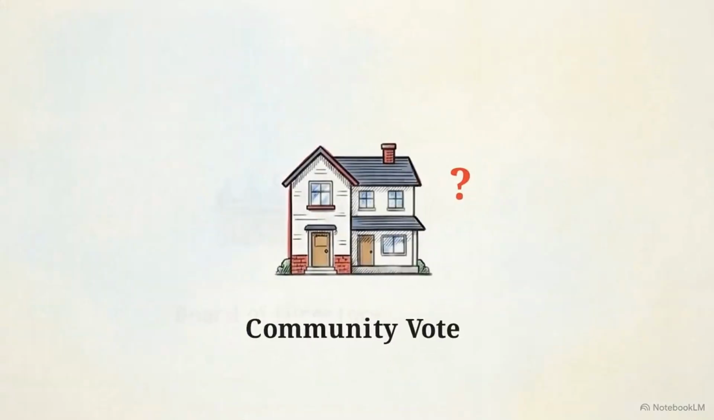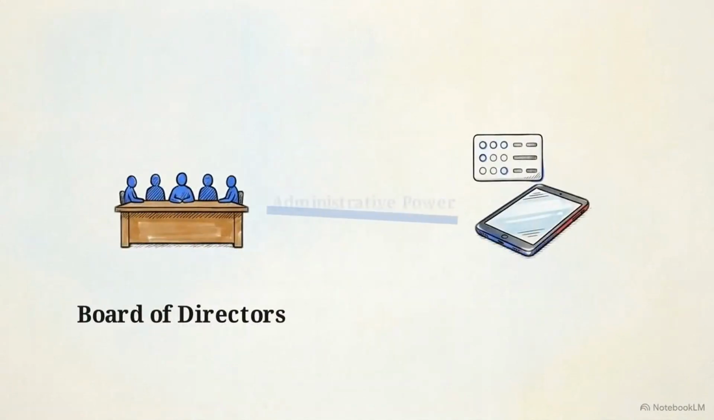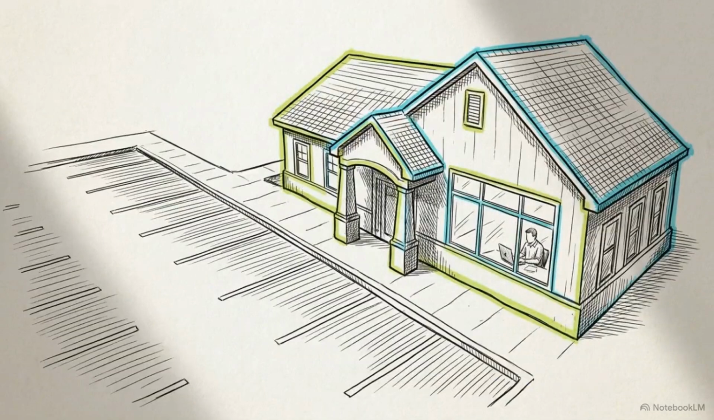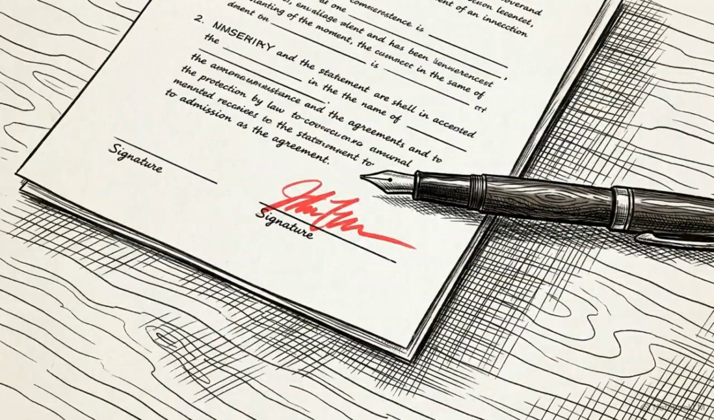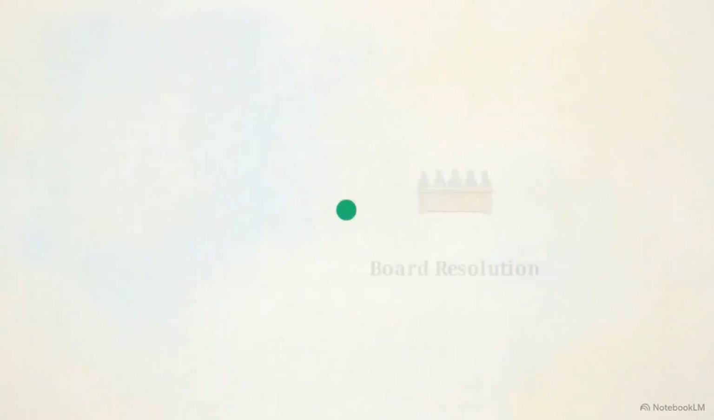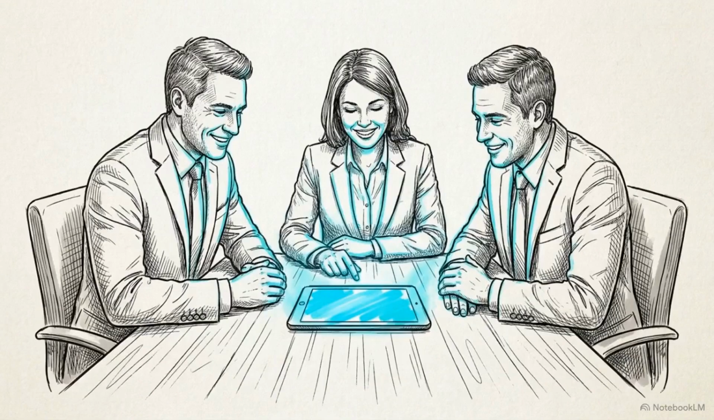Implementing online voting is an administrative power held directly by the board, not a structural change to the covenants. You do not need a supermajority vote from the homeowners to make this change. The statutory authority to switch to a digital system is executed entirely by passing a formal board resolution. Bypassing the need for a community-wide vote eliminates months of bureaucratic delay. The board has the authority to modernize the election process right now, provided you follow the specific statutory mechanics.